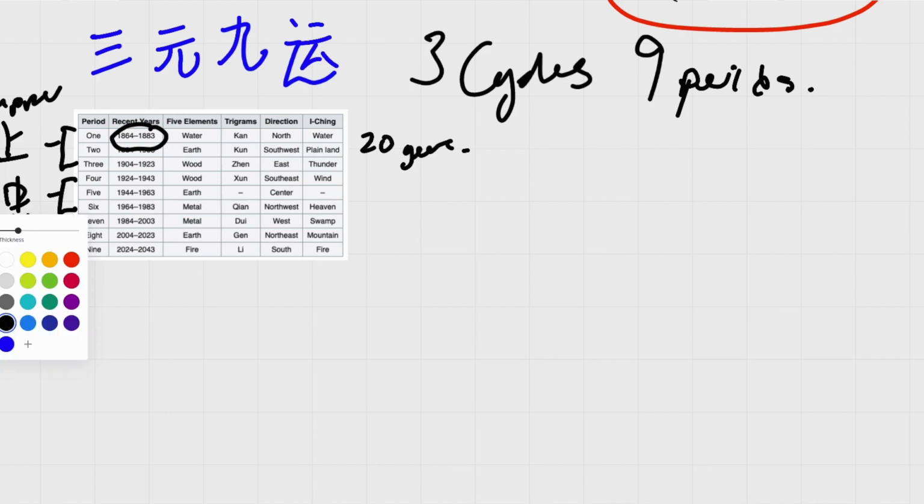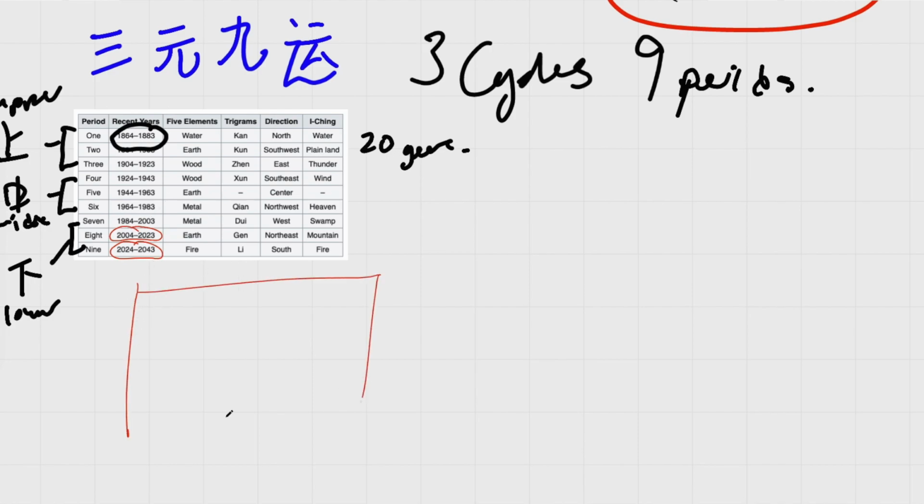Currently we are here, 2004 until 2023, and we will be entering period 9 in 2024 to 2043. How does this come by? Actually, how this comes by is to look at the Luo Shu, right?